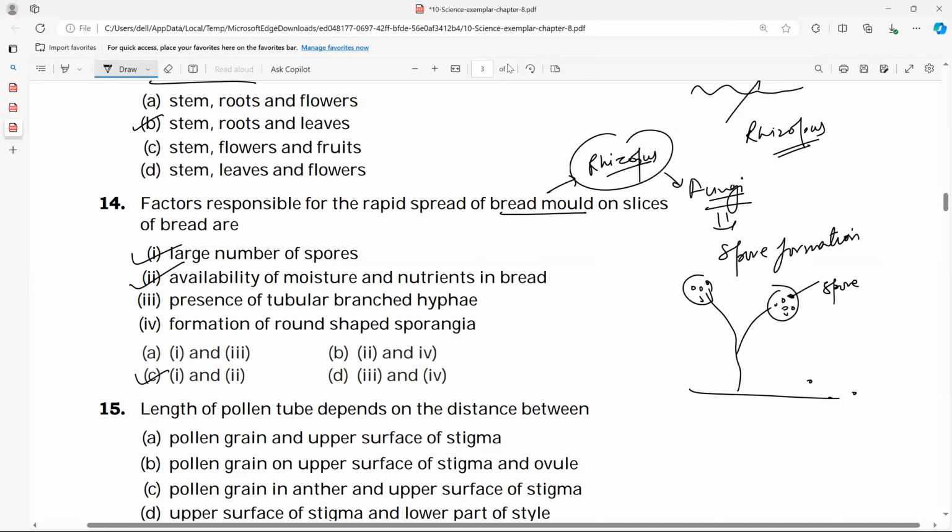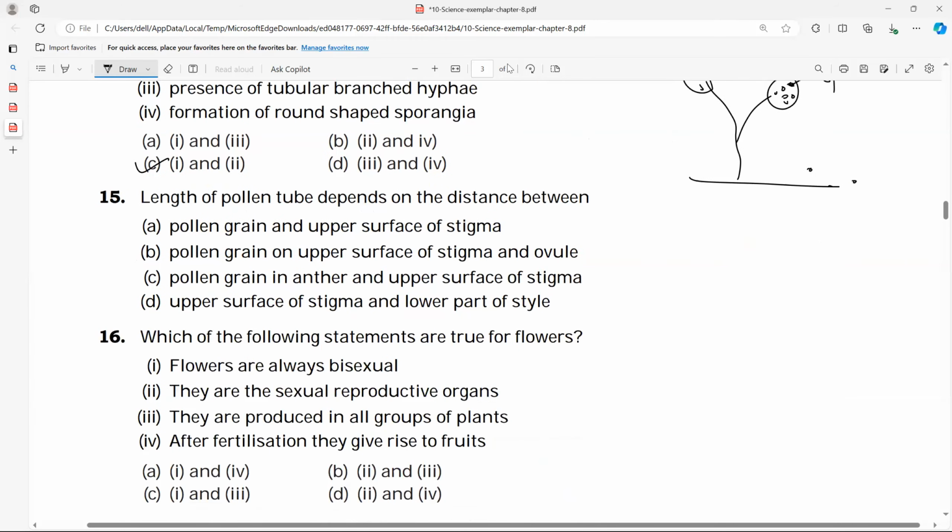Okay. Next one is question number 15. What should be the answer for question number 15?